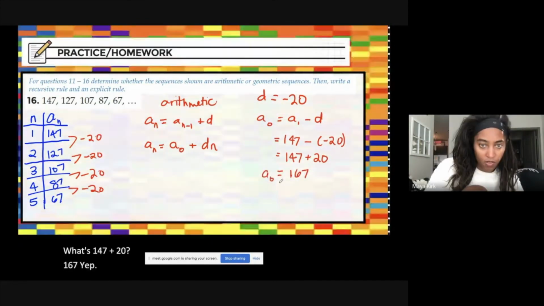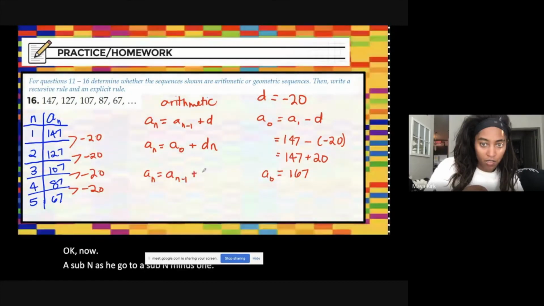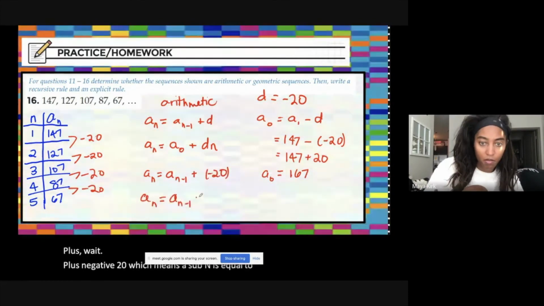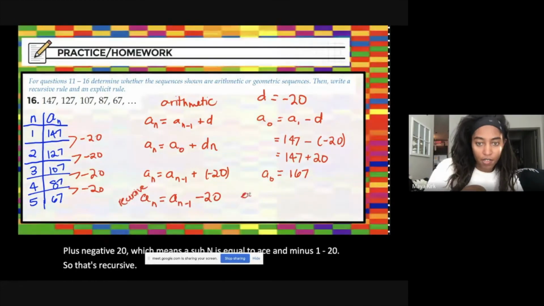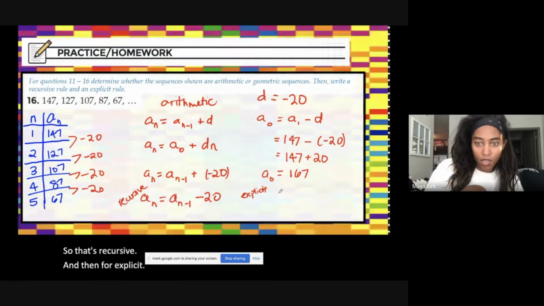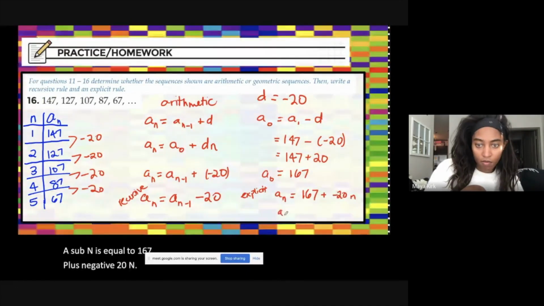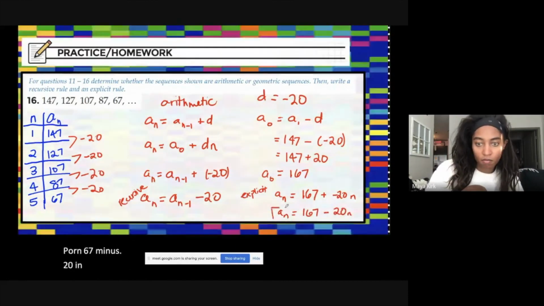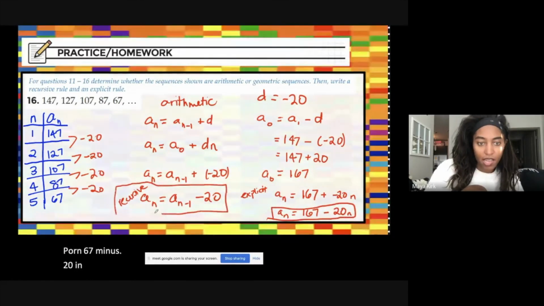Okay. So now we know a sub n is equal to a sub n minus 1 plus negative 20, which means a sub n is equal to a sub n minus 1 minus 20. So that's recursive. And then for explicit, a sub n is equal to 167 plus negative 20n. So we're going to write 167 minus 20n. And that is that.